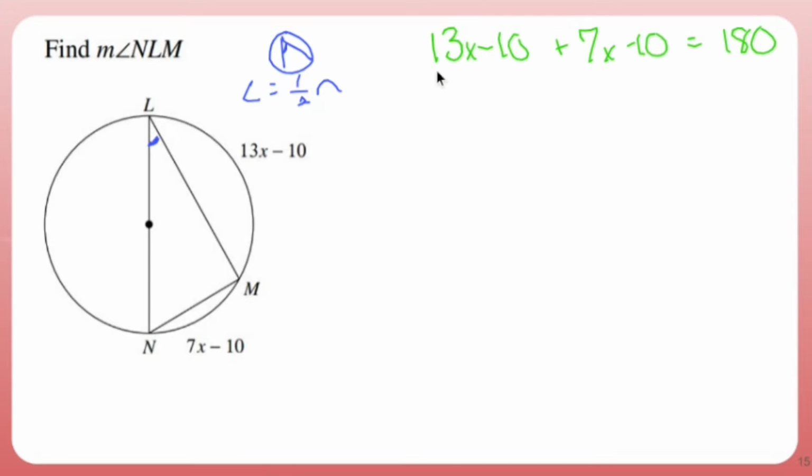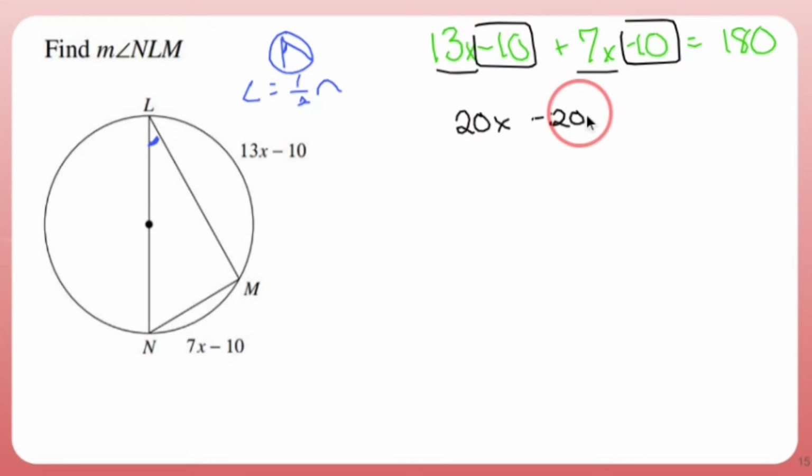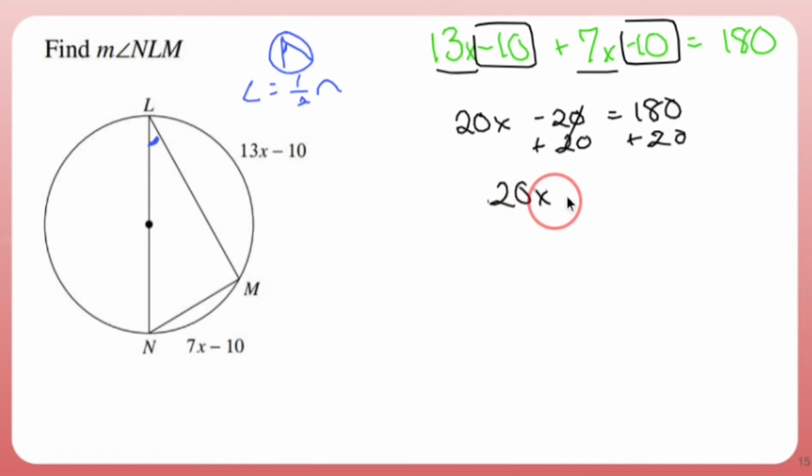Let's combine like terms. 13x and 7x make 20x. Negative 10 and negative 10 make negative 20, and that equals 180. Now it's a two-stepper. Add 20, and 20x equals 200. Divide both sides by 20, x equals 10. Am I done?